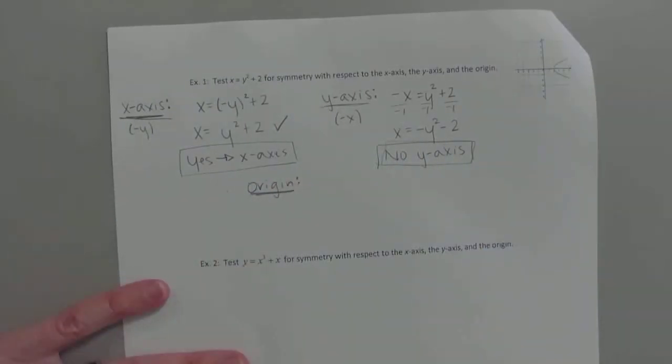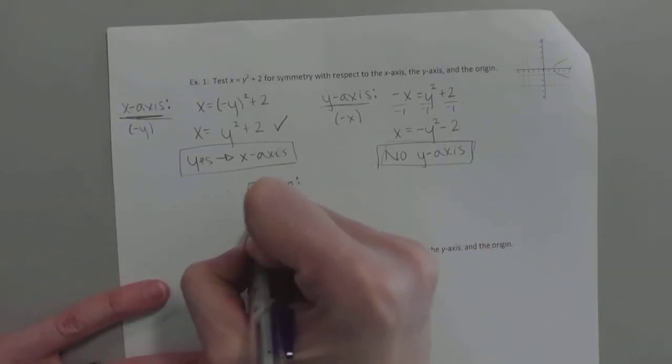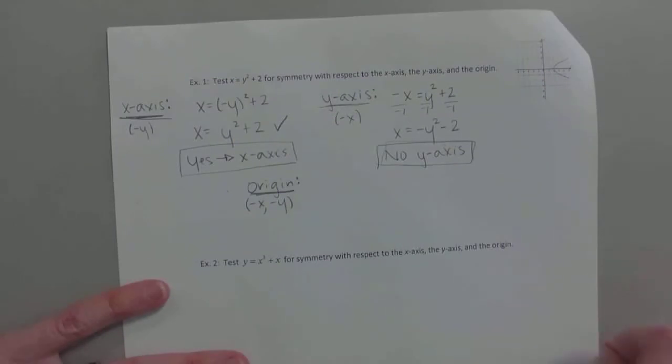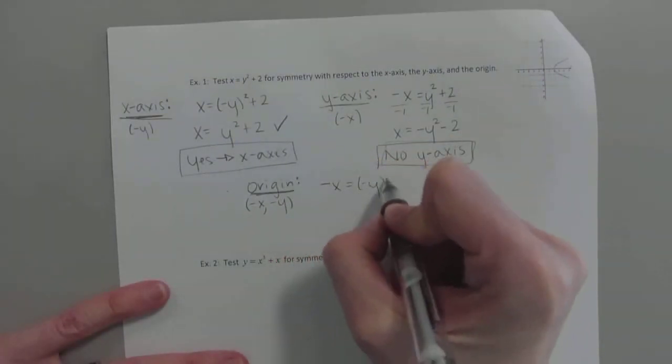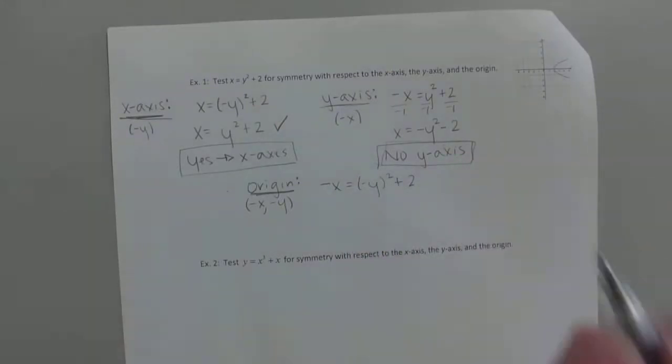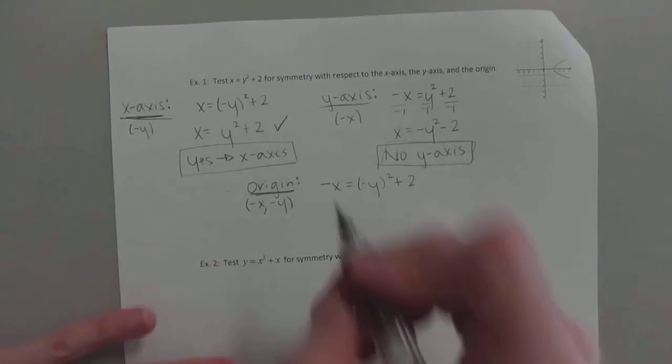I'm going to just do origin right below here. If you have room to the left or whatever, you can. Origin, guys, you're replacing both the x and the y. So we have a negative x and a negative y we're going to replace. So we have negative x equals a negative y quantity squared plus 2.